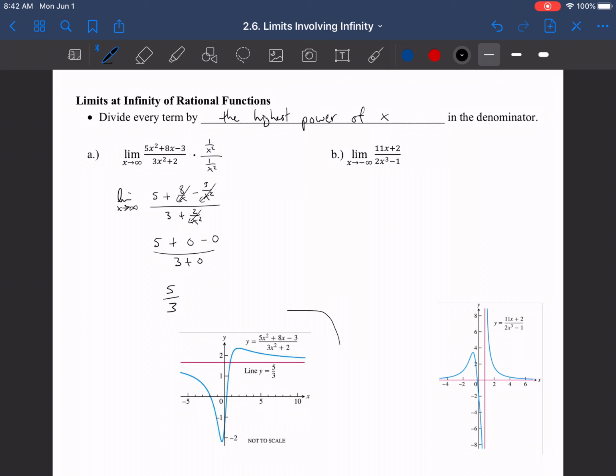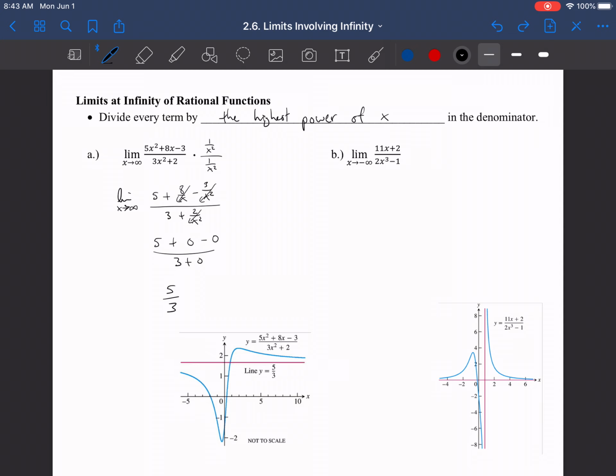And you can see it here in this graph down here, right? We have this line of y equals 5 over 3, this line right here, and our graph is going to be approaching it but never crossing it. And then same thing going the other way. All right, so let's take a look at the next one.